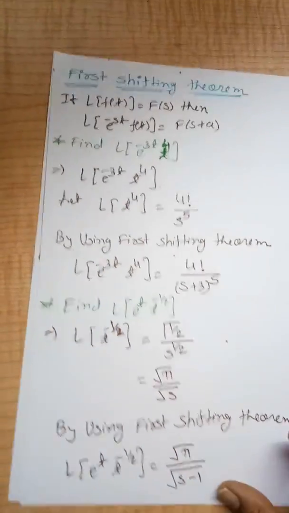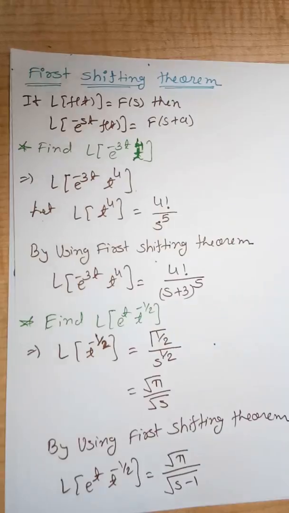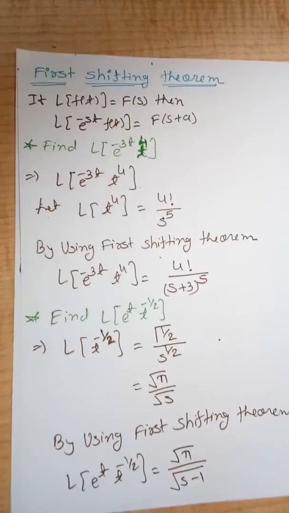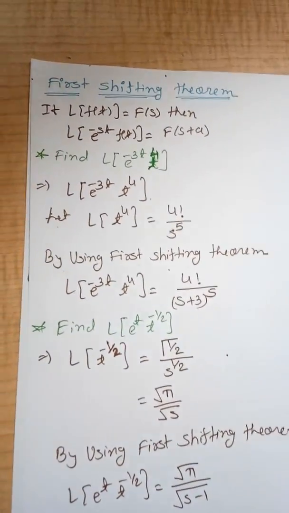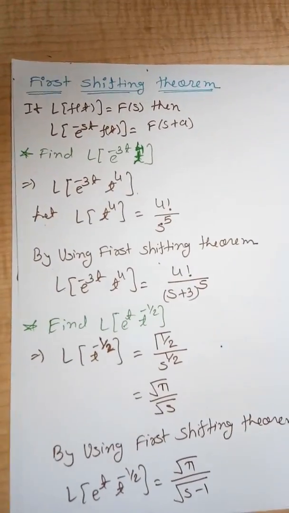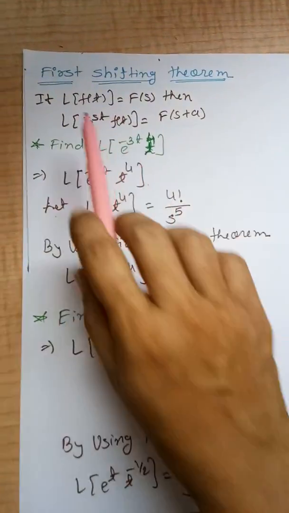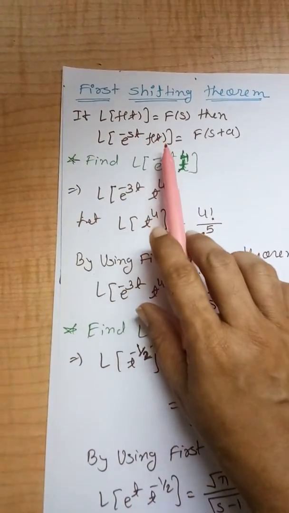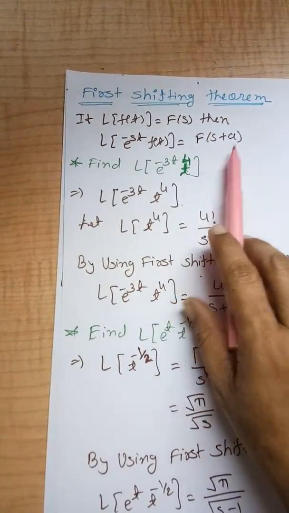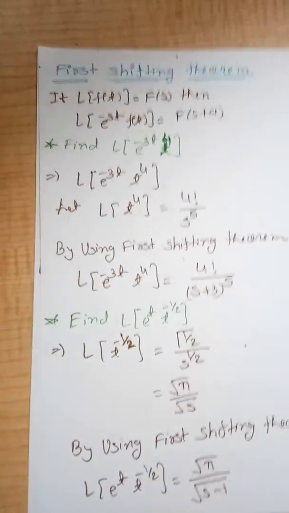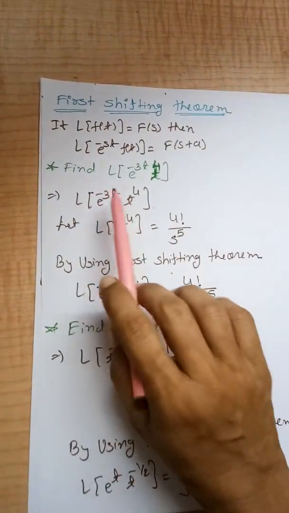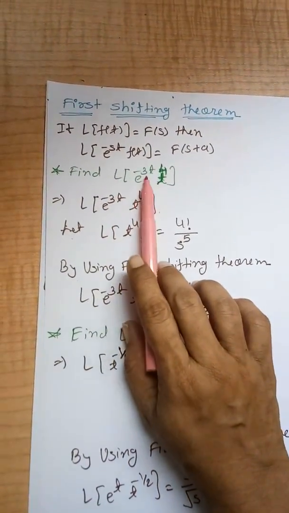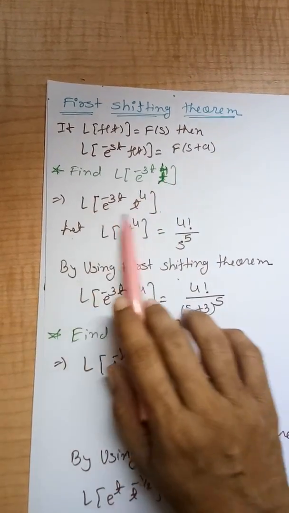Now students, the first shifting theorem. This theorem is very important for the Laplace transform chapter. If Laplace of f of t is equal to F of s, then Laplace of e raised to minus at times f of t is equal to F of s plus a. So let's start with this example. Find the Laplace transform of e raised to minus 3t into t raised to 4.